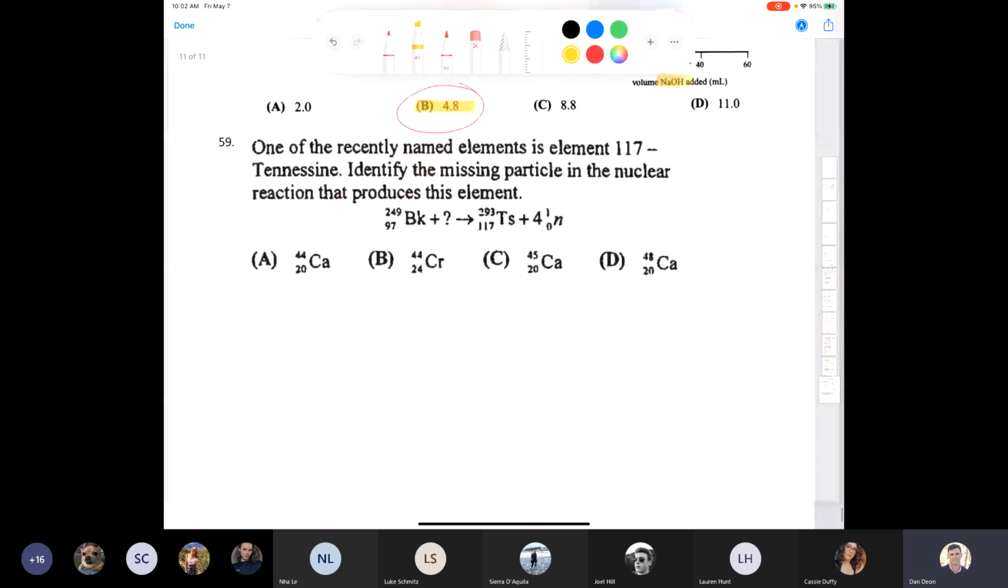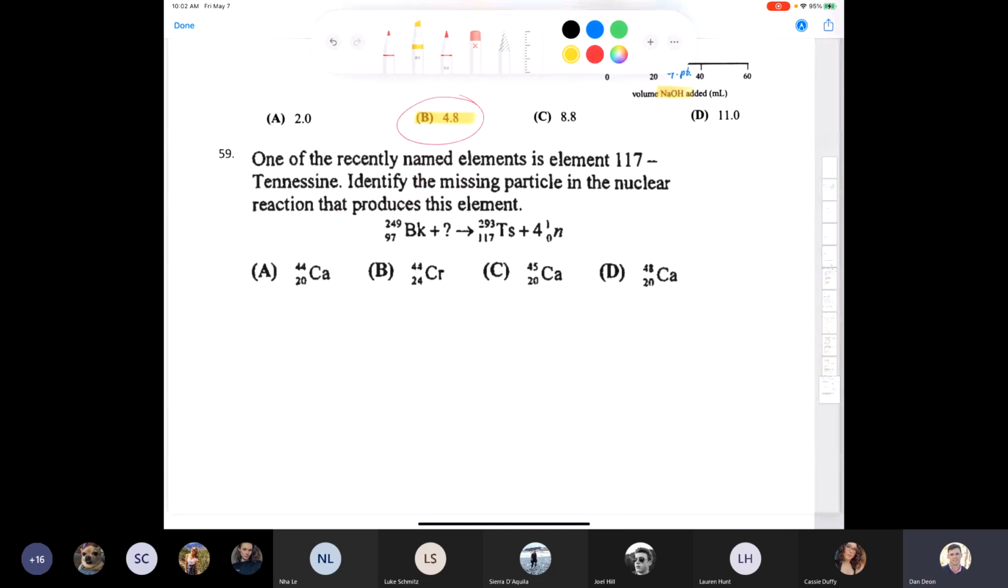Last question deals with some nuclear chemistry. One of the recently named elements is element 117, tennessine. Identify the missing particle in the nuclear reaction that produces this element. Well, we know that the sum of all the mass numbers has to tally up in the reactants and the products to give us the same number. So we have, I can barely even read that. What is that, 249? Yeah, 249 plus something gives us 293 plus 4, right? We have 4 neutrons, so 293 plus 4.